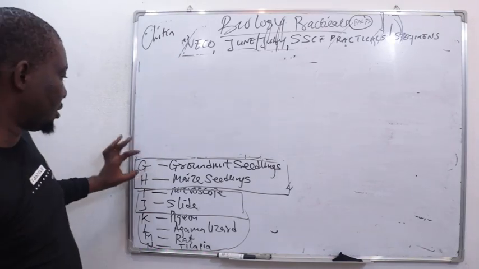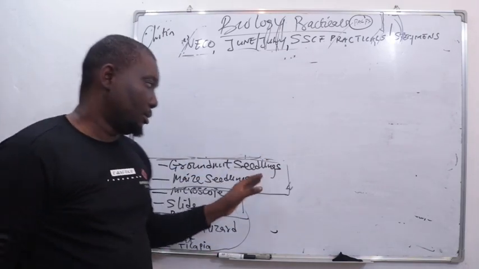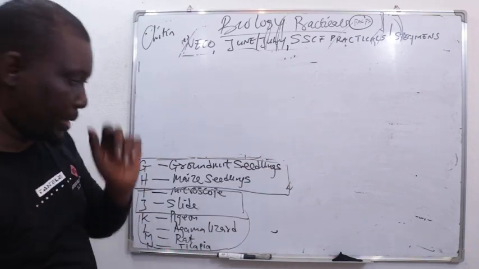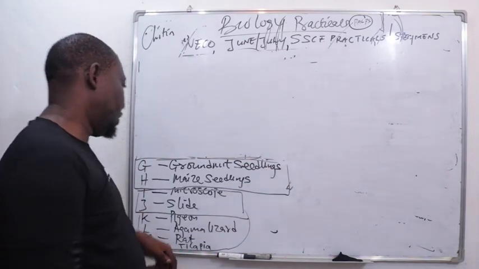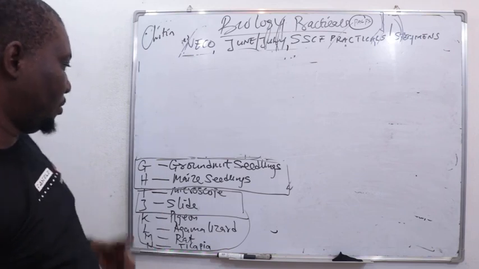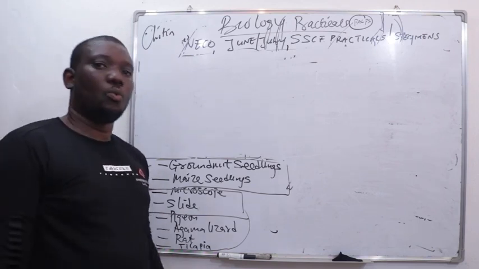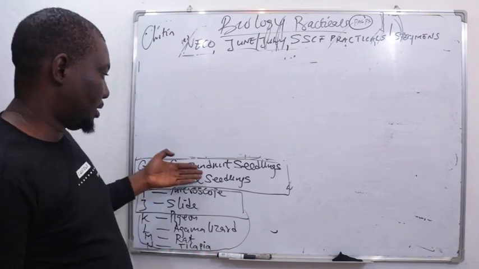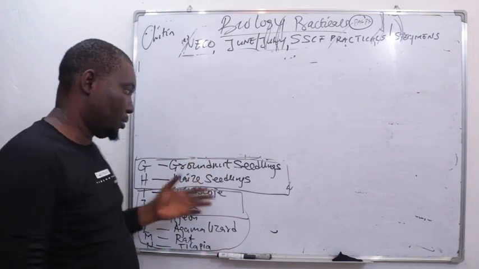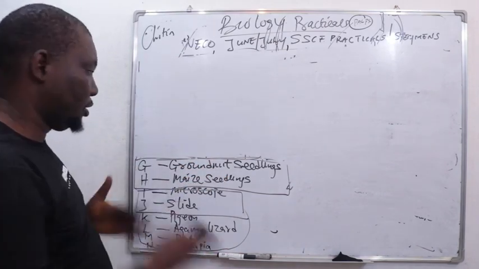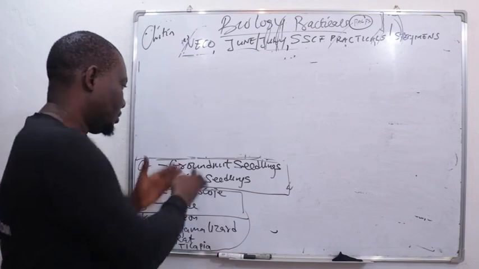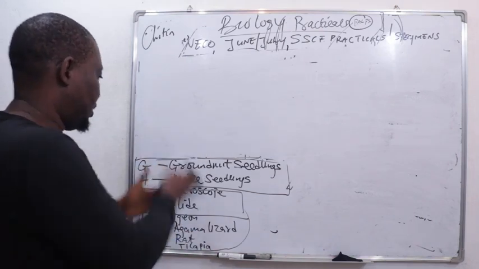Specimen G is groundnut seedling that has stayed for 1 week, 7 days. Specimen H is maize seedling that has also stayed for one week. Let's just extrapolate questions that will come out from here. Very simple between H and G. A lot of things are quite similar between these two.